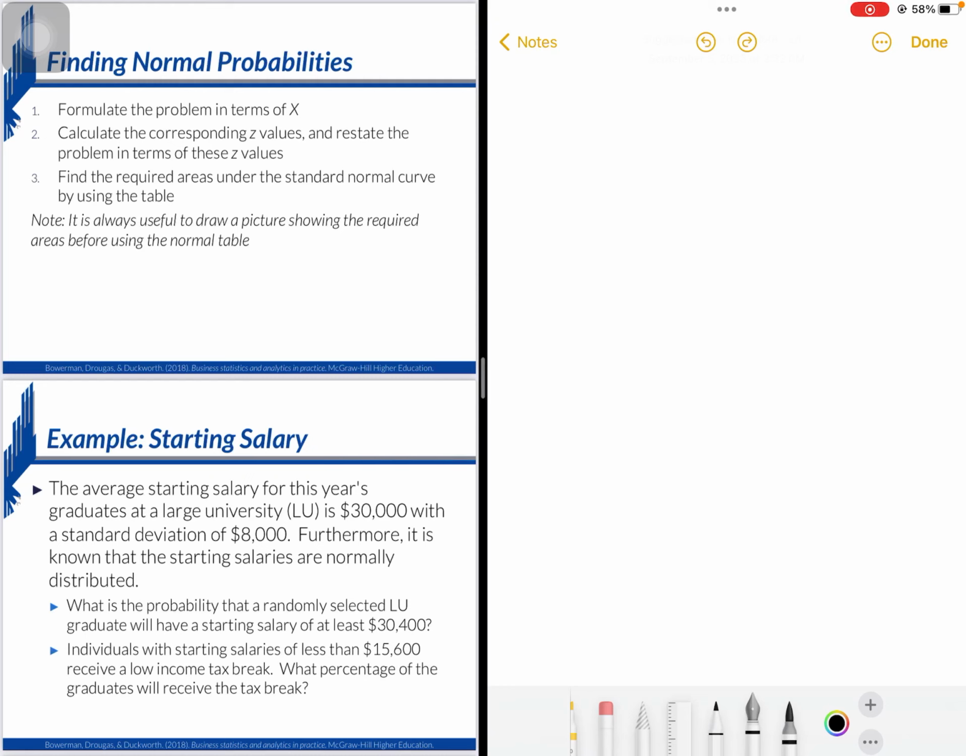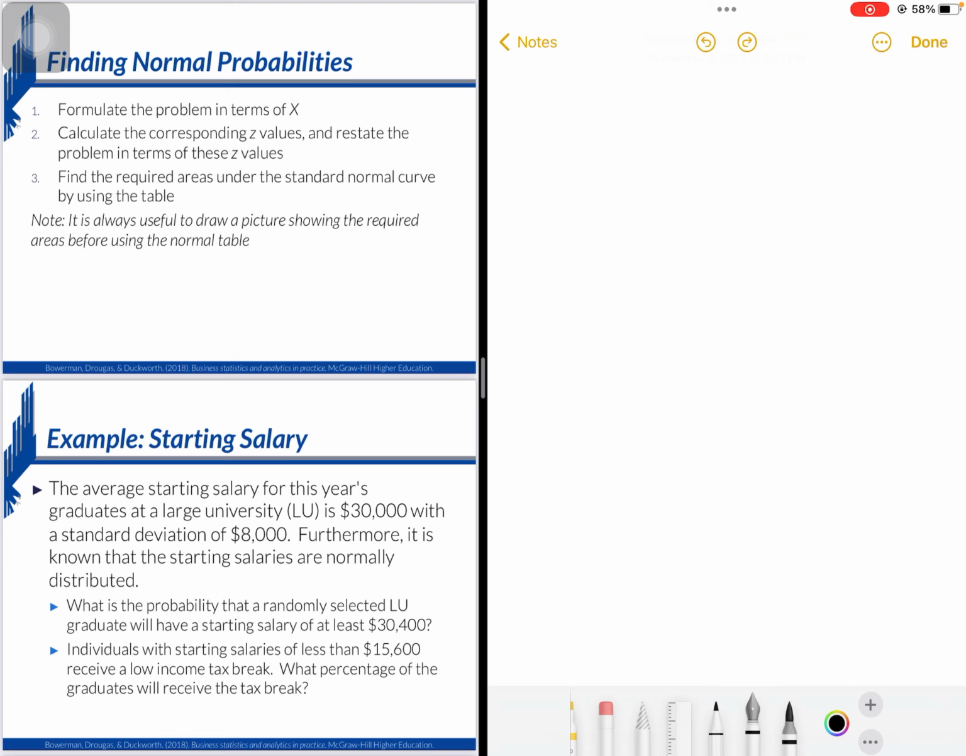Alright, now we can start solving problems involving normal probabilities. For some problems where we have to look for probabilities involving normal random variables, the first step is to formulate that in terms of x, the random variable that is normally distributed. The next step is to convert that value of x to z and restate the problem in terms of a z-score. And then once we have converted x to z, we can find the probability using either the standard normal table or the statistics functions in calculators.